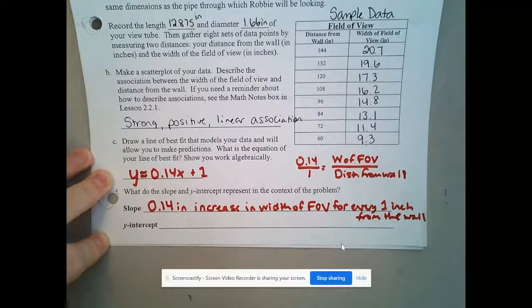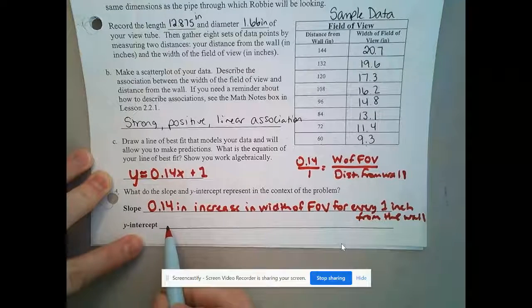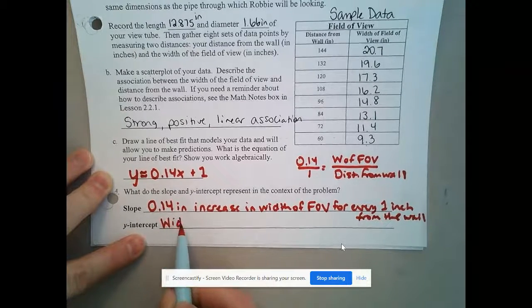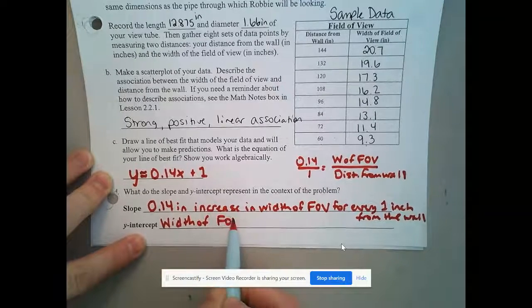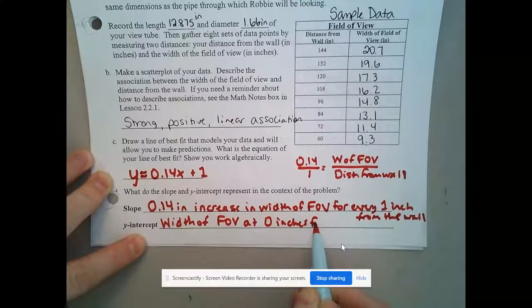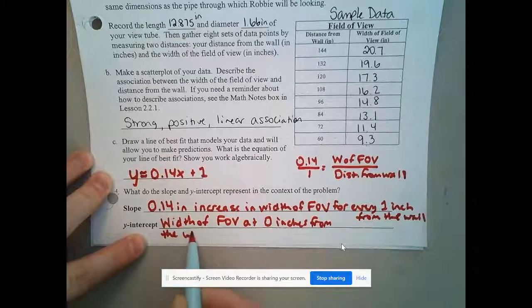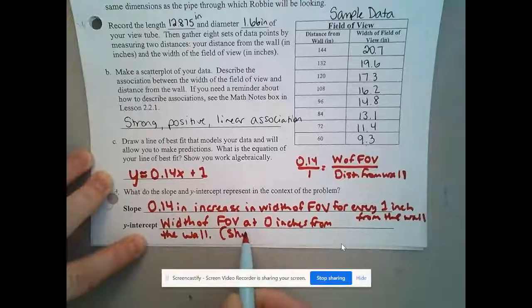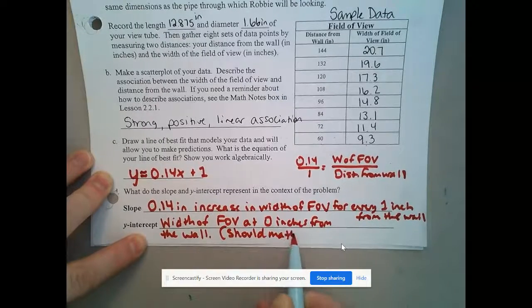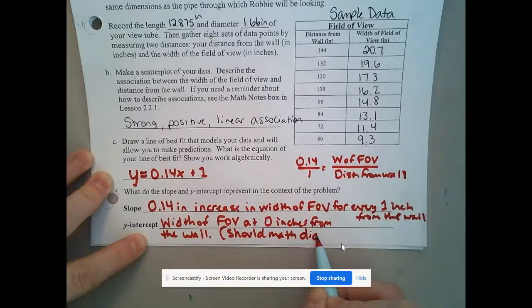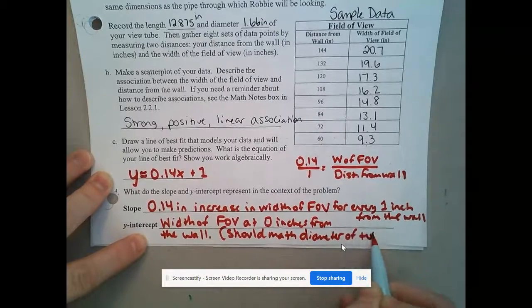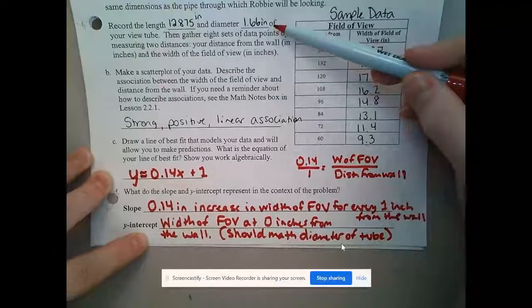The y-intercept. Now, this is an interesting one because it doesn't come out perfectly, and it never does because, again, scatter plots have human error in them. This is supposed to be the width of the field of view at 0 inches from the wall. And what it should match is the diameter of the tube. And ours is actually pretty close. The diameter of our tube was 1.66 inches.